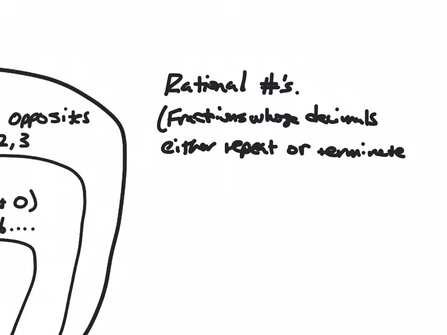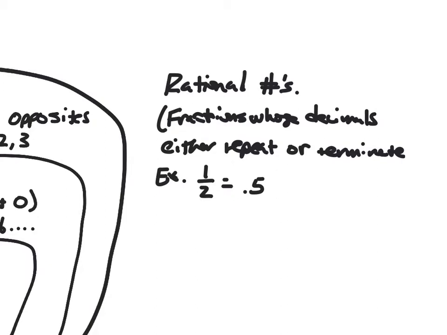An example of this would be something like 1/2. The decimal approximation of 1/2 would be 0.5, and we'll talk about how we actually get those numbers. But see how this decimal just stops at 0.5? There's no other numbers to the right of it. That's an example of that.